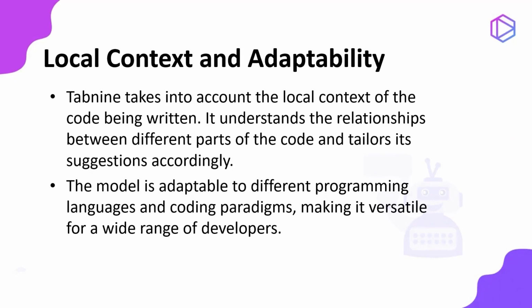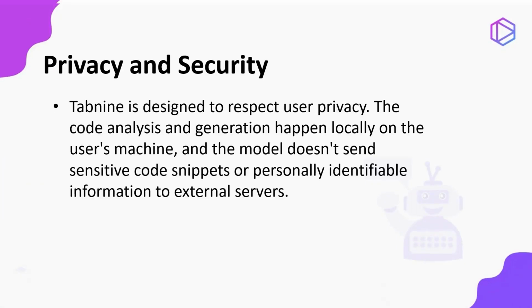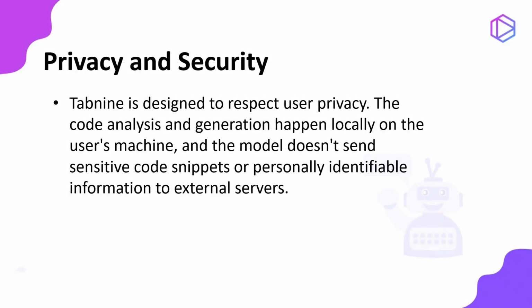Local context and adaptability. Tabnine takes into account the local context of the code being written. It understands the relationship between different parts of the code and tailors suggestions accordingly. The model adapts to different programming languages and code paradigms, making it versatile for a wide range of developers and making the development process smoother. Privacy and security: Tabnine is designed to respect user privacy.